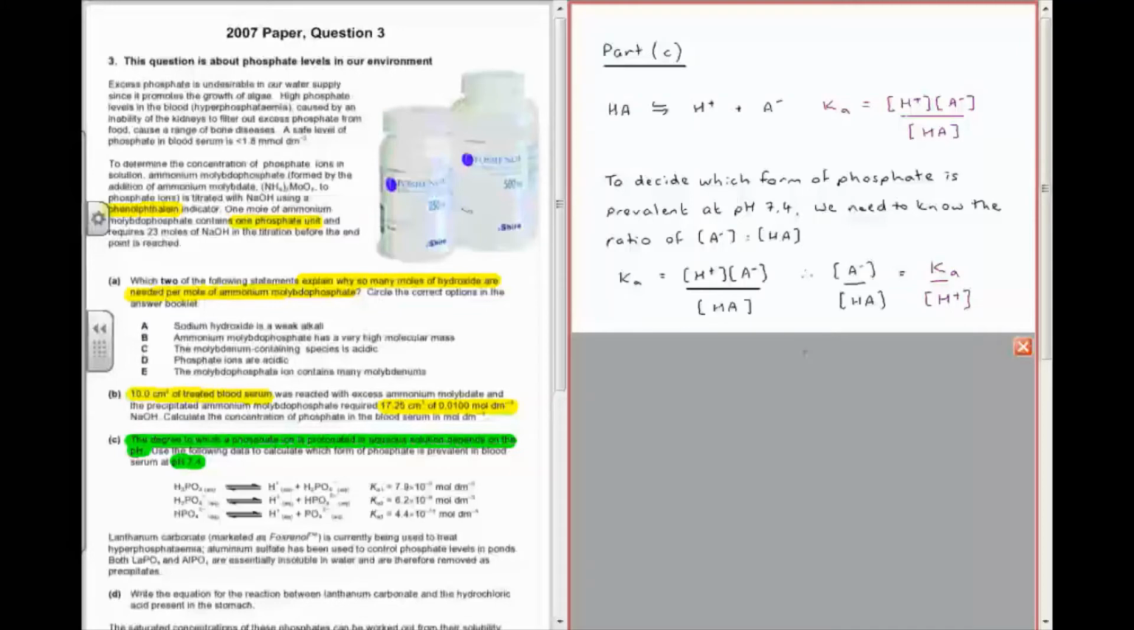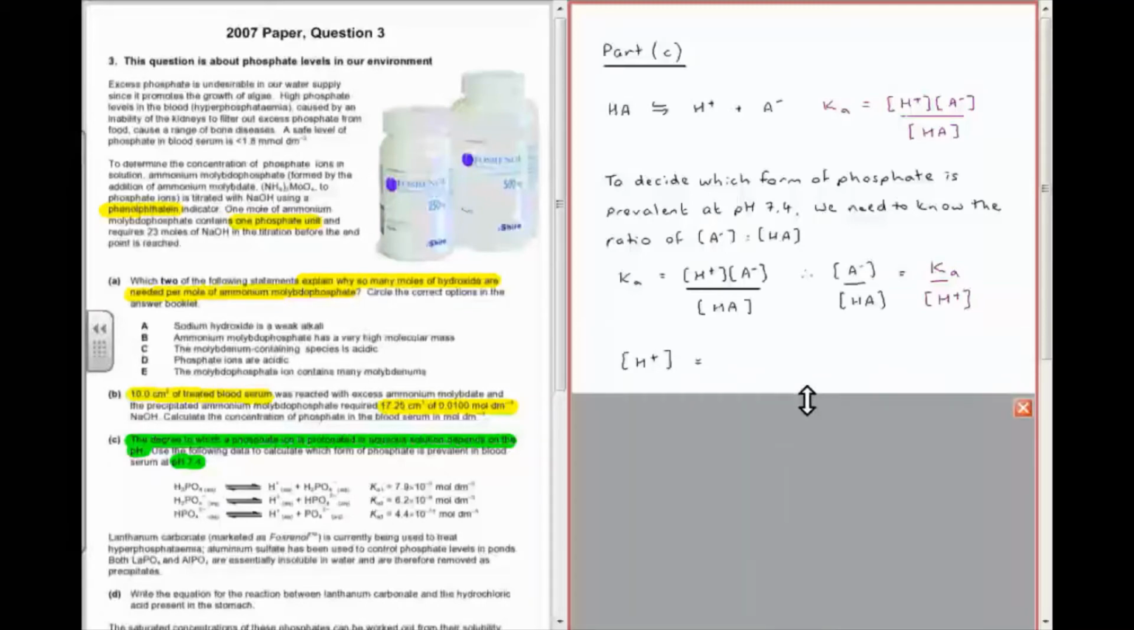Since pH is equal to minus log of the concentration of H plus, and we know the pH of the solution to be 7.4, we can calculate the concentration of H plus to be equal to 10 to the power of minus 7.4, which is equal to 3.98 times 10 to the minus 8 moles per decimeter cubed.